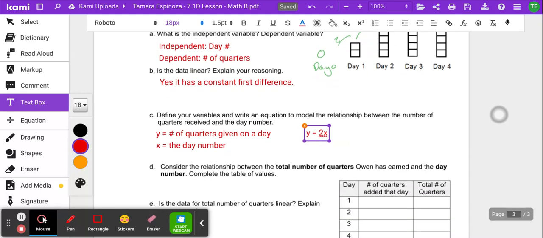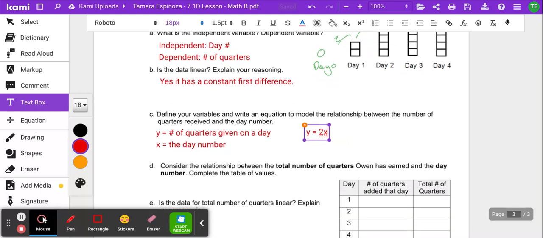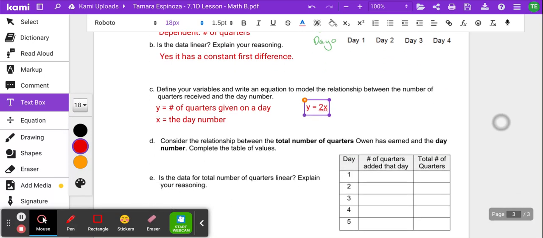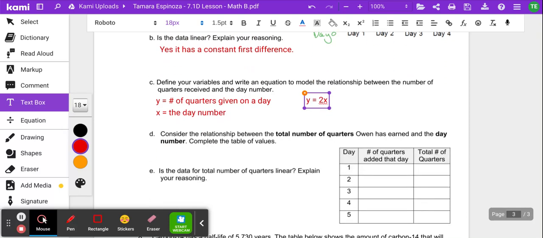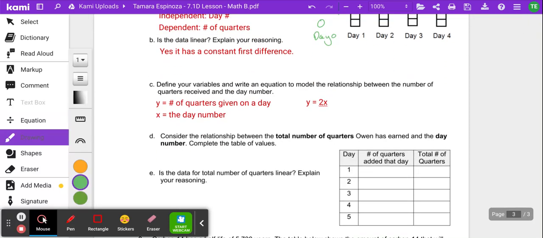All right, next one. Consider the relationship between the total number of quarters he has earned and the day number. Now that's different. So on day 1, he gets 2 quarters, so he has a total of 2 quarters. On day 2, he gets 4 quarters, so now he has a total of 6 quarters. On day 3, he gets 6 more quarters, so he has a total of 12. On day 4, he gets 8 more quarters, a total of 20. On day 5, he gets 10 more quarters, so we have a total of 30.